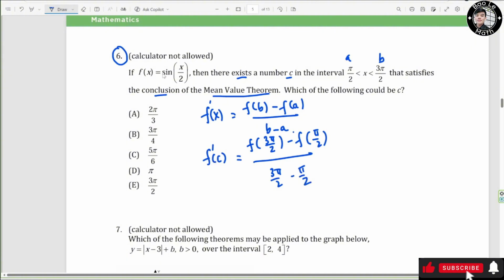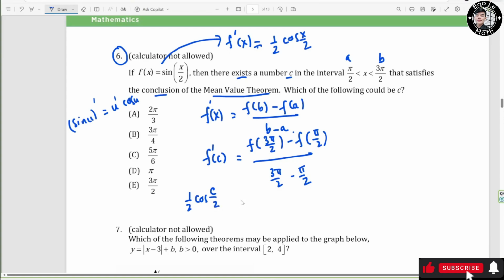Now for f prime of c, we're going to take the derivative of this one and replace s with c. So we have f prime of s equals, we're going to use the formula for the derivative of sine u, which is u prime cosine u. So u is going to be s over 2, so u prime is 1 over 2. Cosine s over 2. So it turns out to be 1 over 2 cosine c over 2.